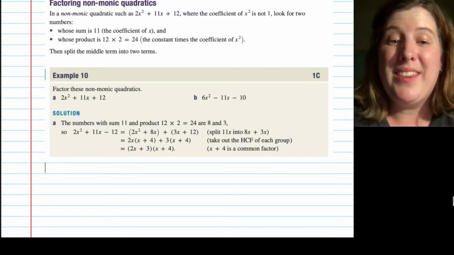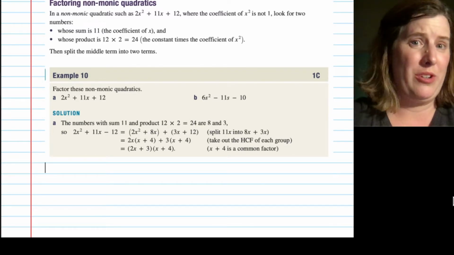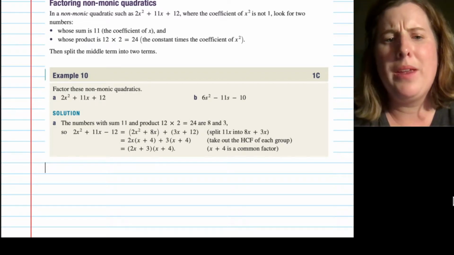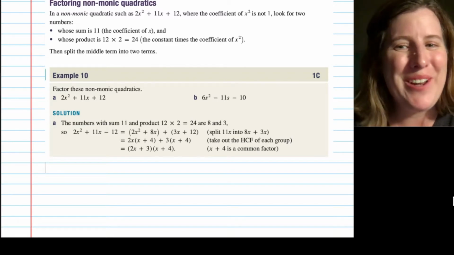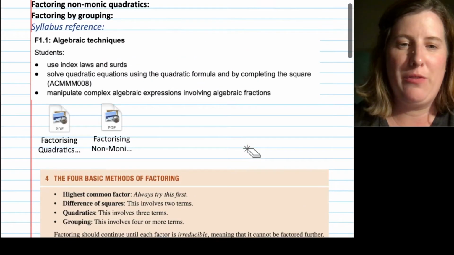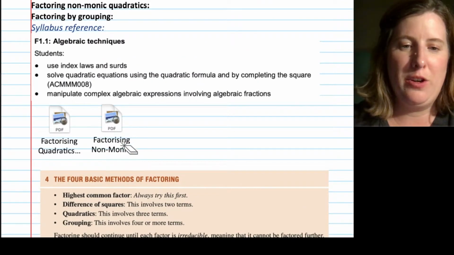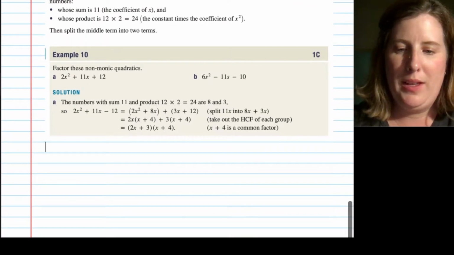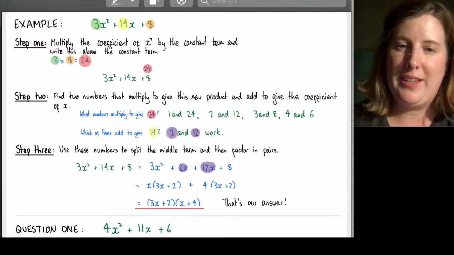And usually with these kind of questions, I just go straight to the quadratic formula anyway, which we're going to cover later on in this chapter. But now we've got it, you'll see that one of the worksheets that I put right at the top of this, factorizing non-monic quadratics, is there. And that worksheet looks like this.